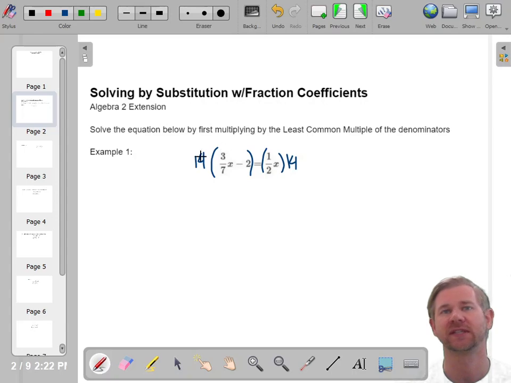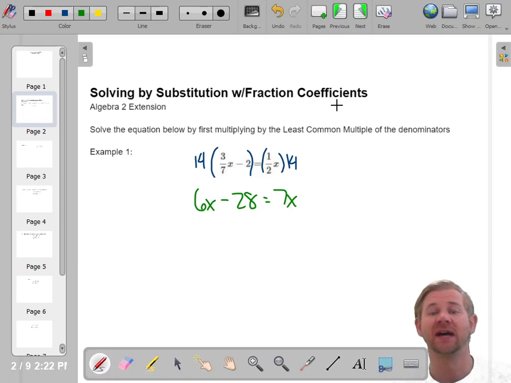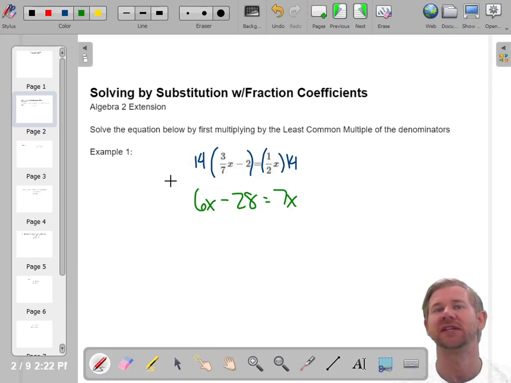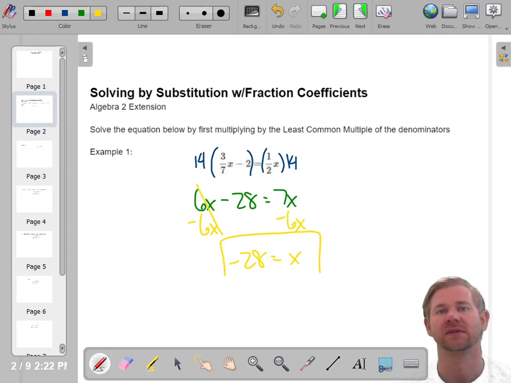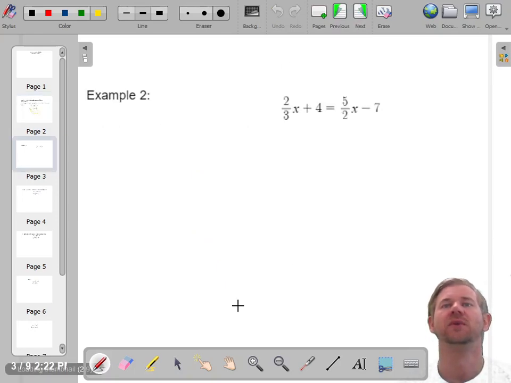When you multiply 14 times 3 over 7, you get 2 times 3, which is 6x. 14 times 2 is 28. 14 times 1/2 is 7. What we've done is we've cleared out all those fractions. We have a much easier equation to deal with. I can subtract 6x on both sides, and I get negative 28 equals x. Cool. Now, let's do another one.